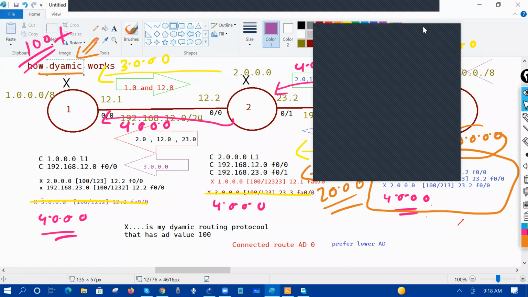Guys, any corner have questions? No? Perfect.